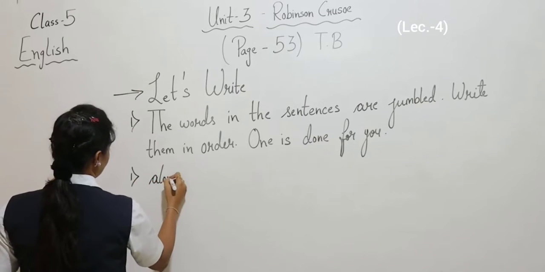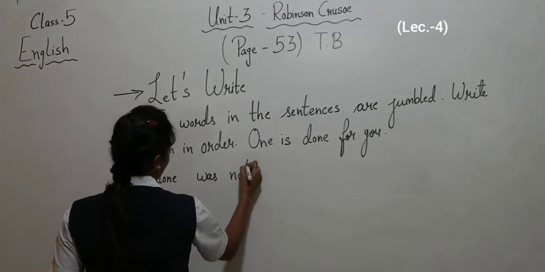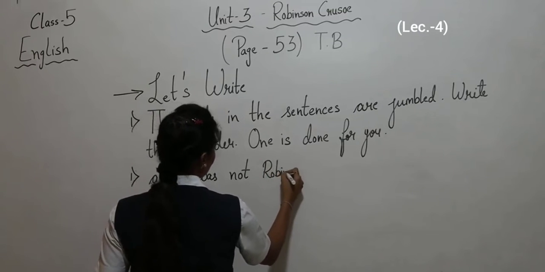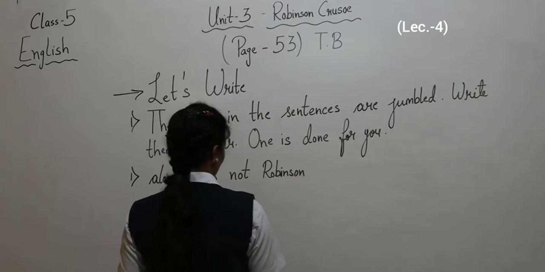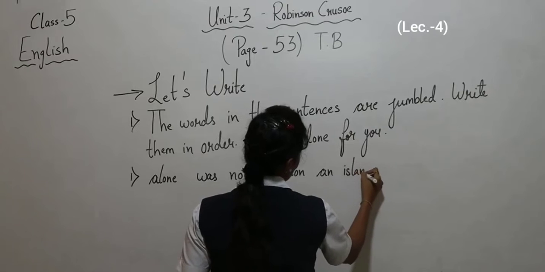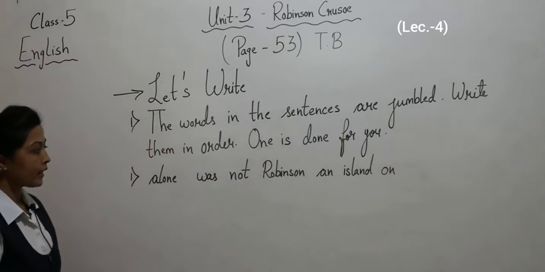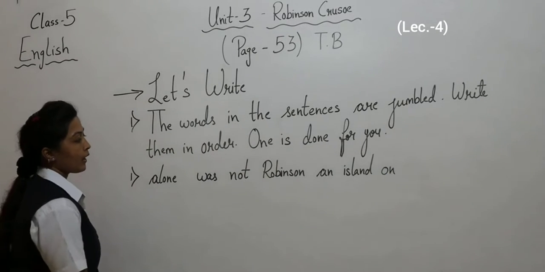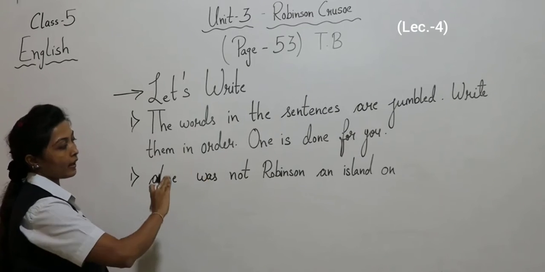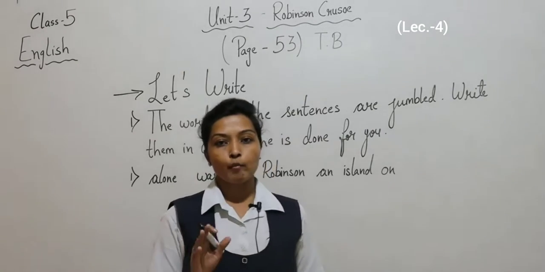Alone, was, not, Robinson, on, an, island, on. So, by reading these words, we get some idea. Alone was not Robinson an island on. Now we know what sentence formation is.